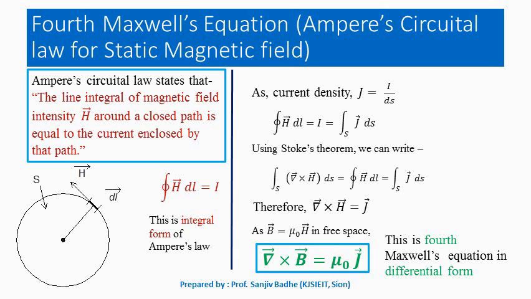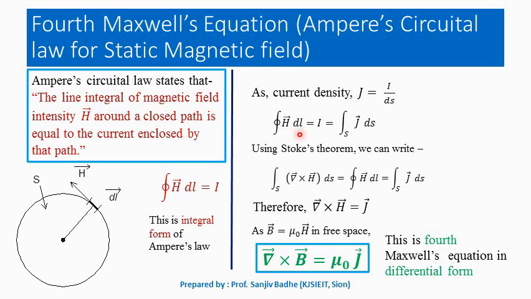We can write current I to be equal to J bar into ds, where J bar is current density. So J is the current per unit area. If we write I to be equal to J into ds, total current can be written as surface integral of J bar ds, and this total current is equal to line integral of H bar dl.